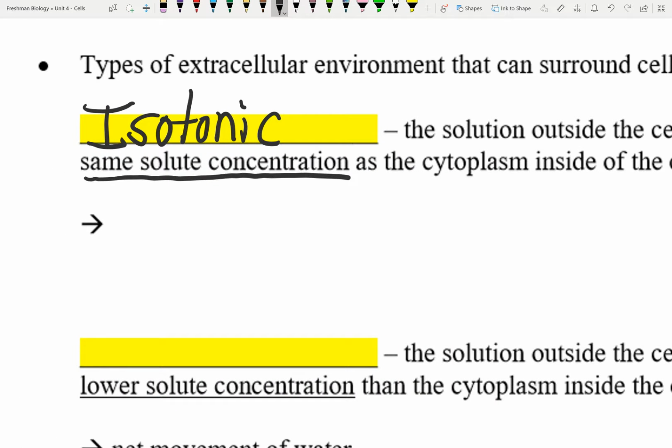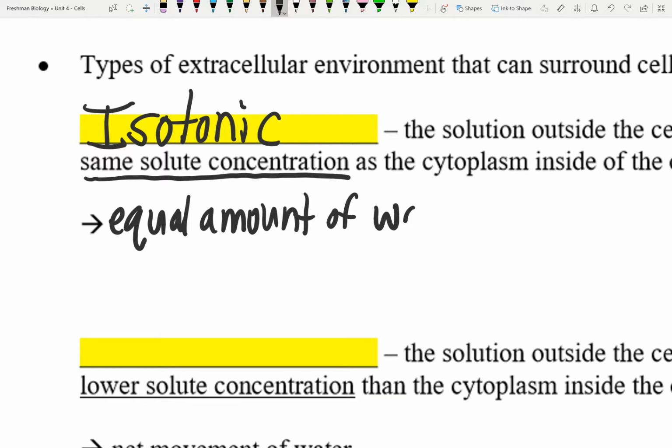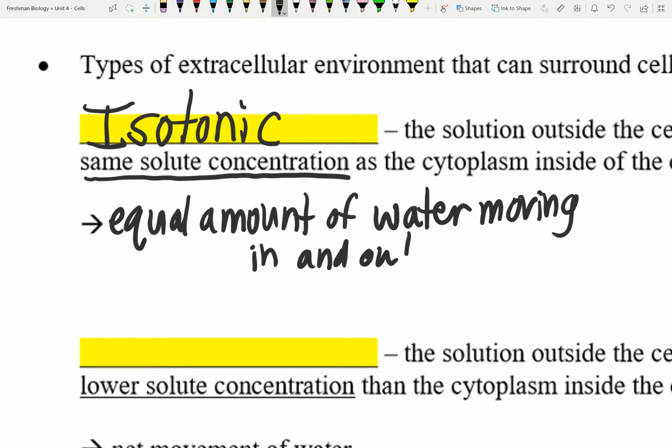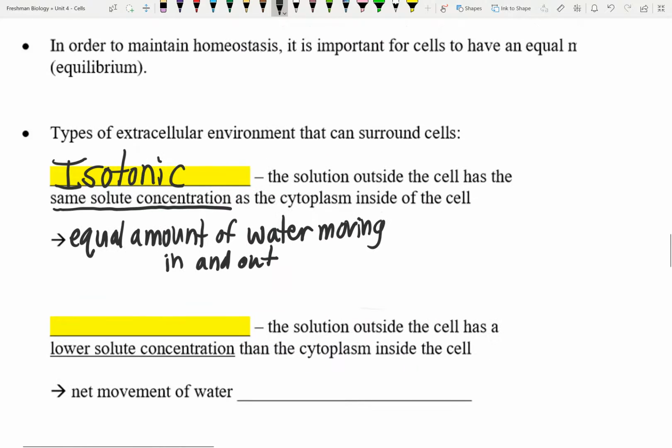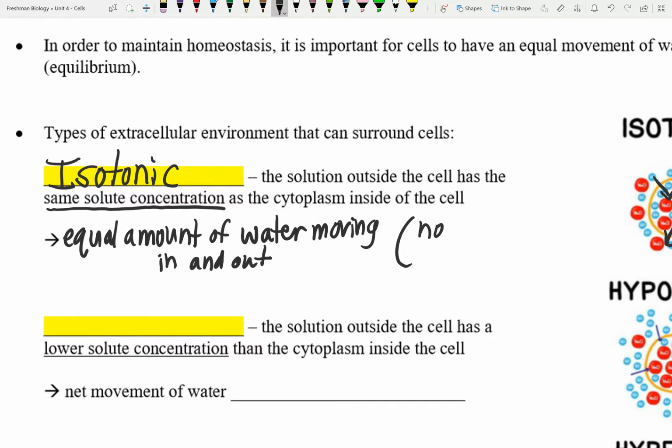So if the fluid around the cell has the same solute concentration, then you're going to have an equal amount of water moving in and out. And as a result, there's going to be no change in the size of the cell.